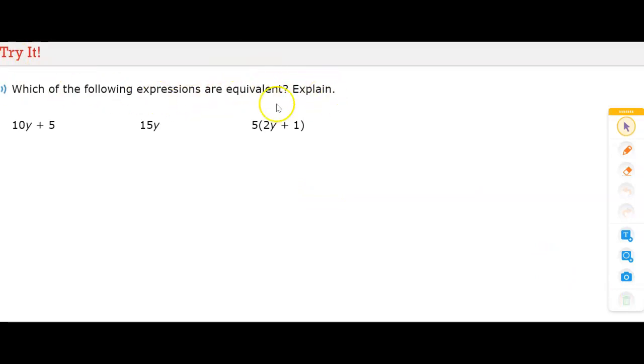Which of the following expressions are equivalent? So we must do the same here. We have to essentially solve each one or rewrite each one. So let's see, 10y plus 5. You think of the greatest common factor of 10 and 5. It would be 5. So you pull 5 out. And then you have 5 times 2y is 10y plus 5 times 1 would be 5. So that is that expression rewritten.